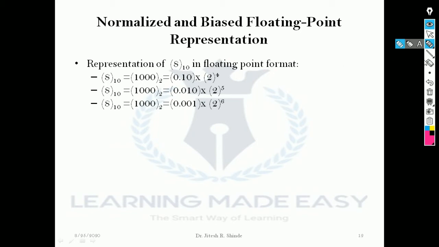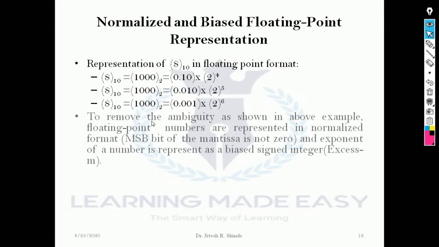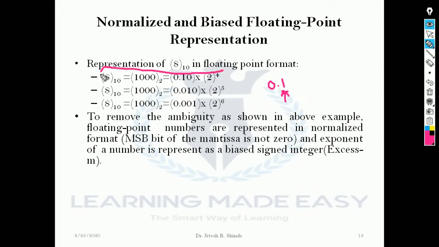To remove this ambiguity, floating point numbers are represented in a normalized format, where the MSB bit of the mantissa is not 0. This implies that after the radix point, the MSB bit should always be 1. So from these 3 examples, this first example is in normalized format because its MSB bit is 1. The remaining two examples are not in normalized format. In this example, the value of the exponent is equal to 4 and the normalized mantissa is 0.10.